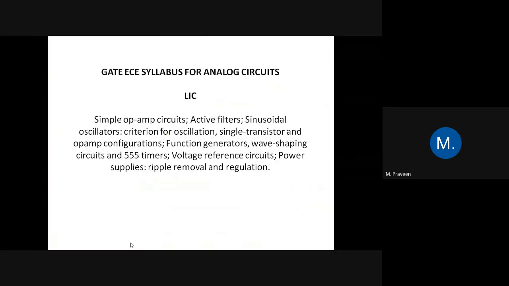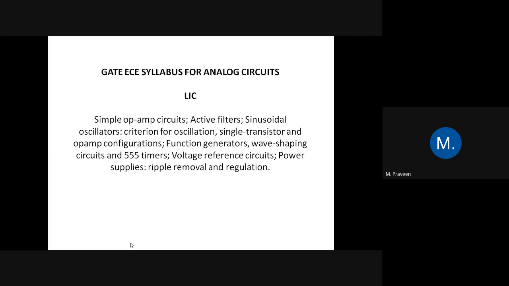Before we start our session, let's see what the syllabus is for linear integrated circuits. Actually, linear integrated circuits is a subdivision of analog circuits. In the analog circuits section, we have the syllabus from electronic circuits and linear integrated circuits. Today we are going to discuss LIC, so let's see the syllabus for LIC.